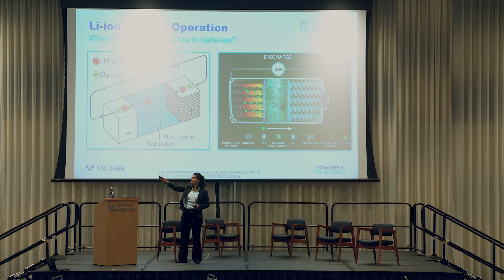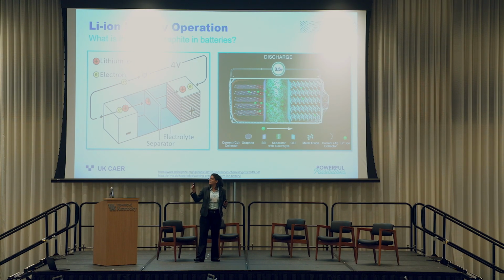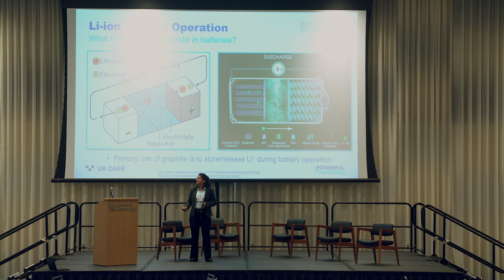During discharge, lithium ions go back to their host structure, and that's when we are using our phone after charging. So as long as there are lithium ions stored in the graphite, our phones and laptops are going to operate, and if not, then the battery is dead. So the main role of graphite in a lithium-ion battery is to store or release lithium ions during battery operation. That's the key here. That is why we need graphite.